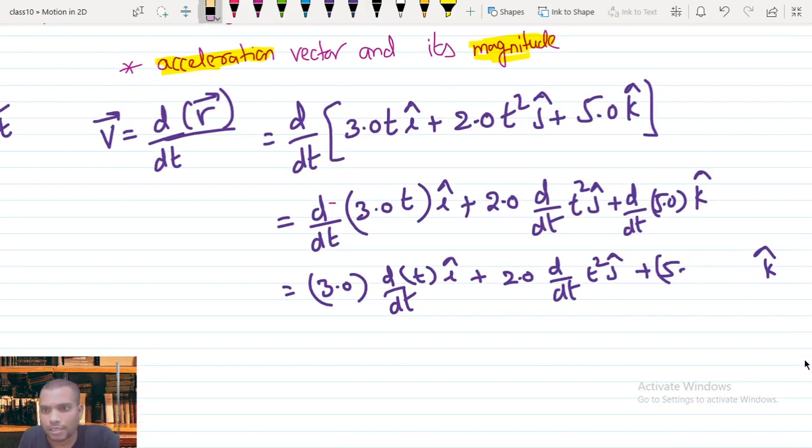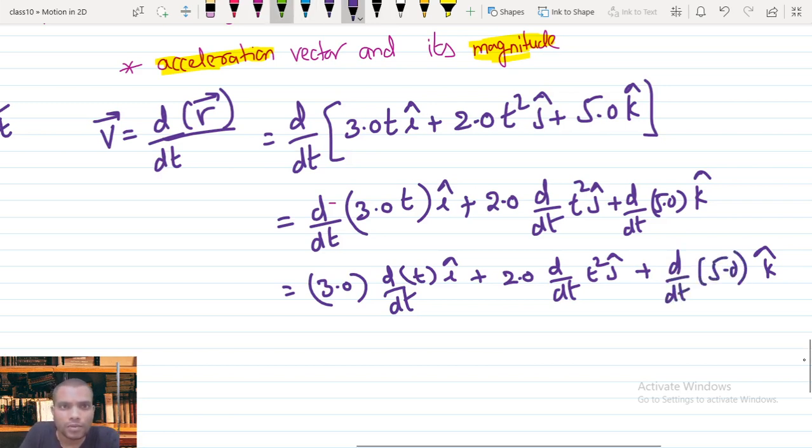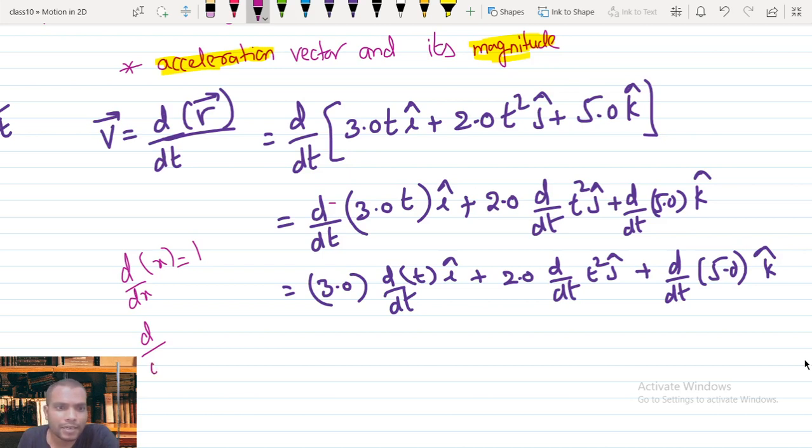So you can write just d by dt of 5.0, otherwise nothing to do with the differentiation. Now for the first one, you can use this formula: d by dx of x, differentiation of the same element, its value goes to 1. And for the next one, d by dx of x square, we can use the x power n formula, n times x power n minus 1. So these two formulas I can use: d by dx of x power n equals n into x power n minus 1.